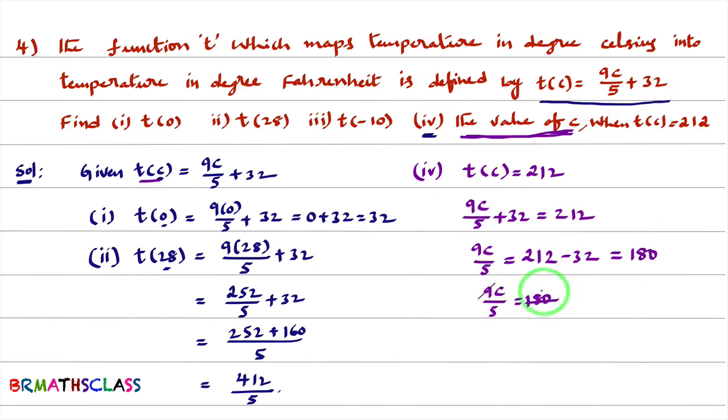9 in this 180 20 times. You take 5 to this side. C equal to 20 into 5. 20 into 5 is 100. So the value of c is 100.